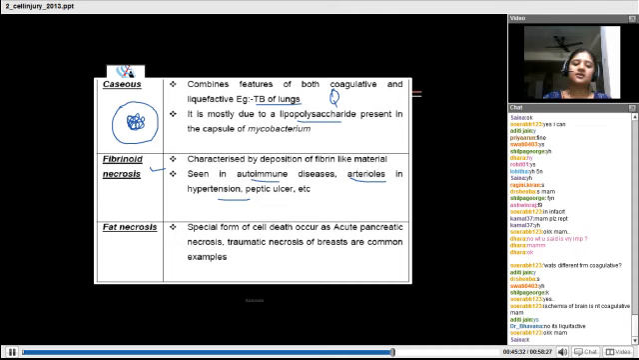Then we have fat necrosis. Fat necrosis, simple. There's going to be fat accumulation. It's a special form of cell death. Where do you see it? Examples of this are acute pancreatic necrosis and traumatic necrosis of the breasts. Breast is nothing but adipose tissue. So suppose there is necrosis over there, it could be a type of fat necrosis. Are we clear with different types? This chart that is there in your keynotes is very important. You have a lot of MCQs from there, especially the examples.